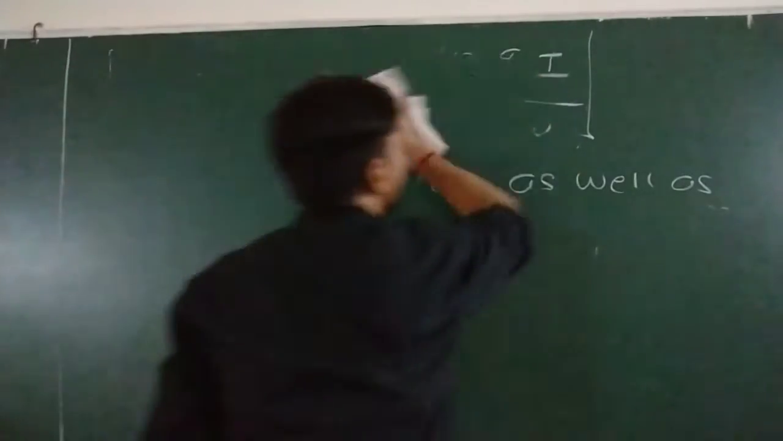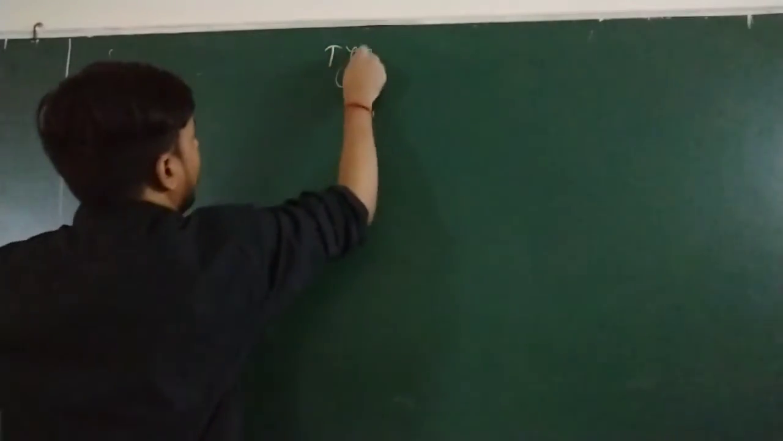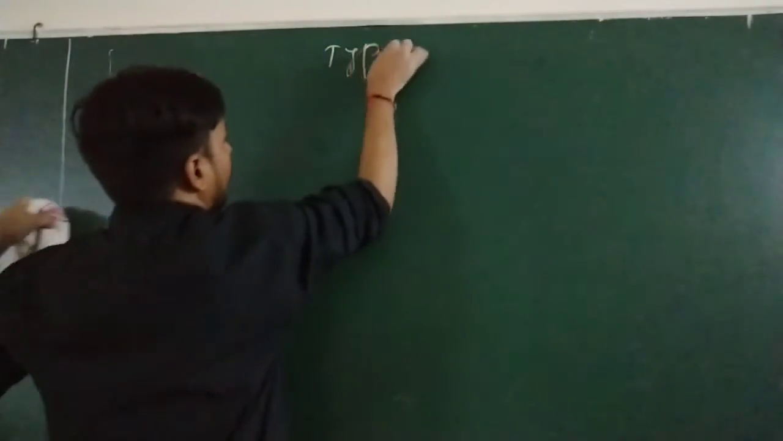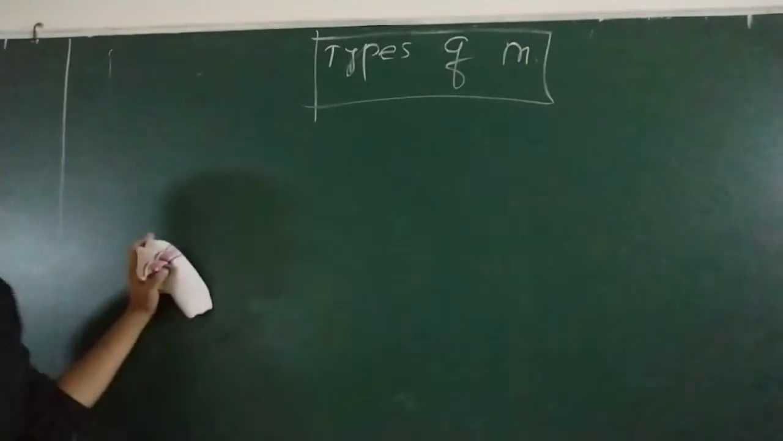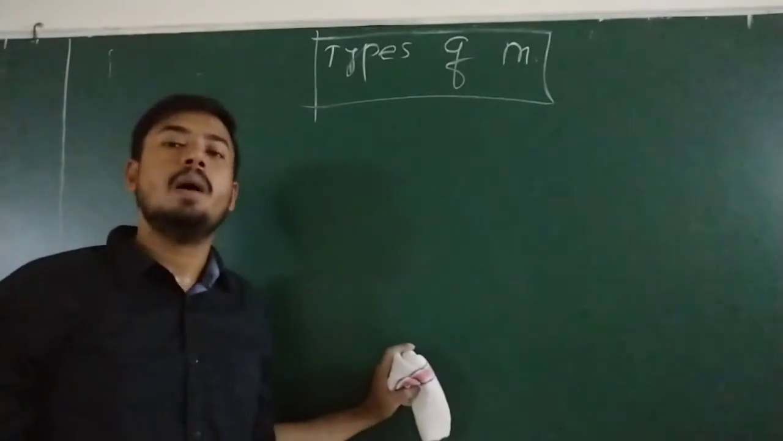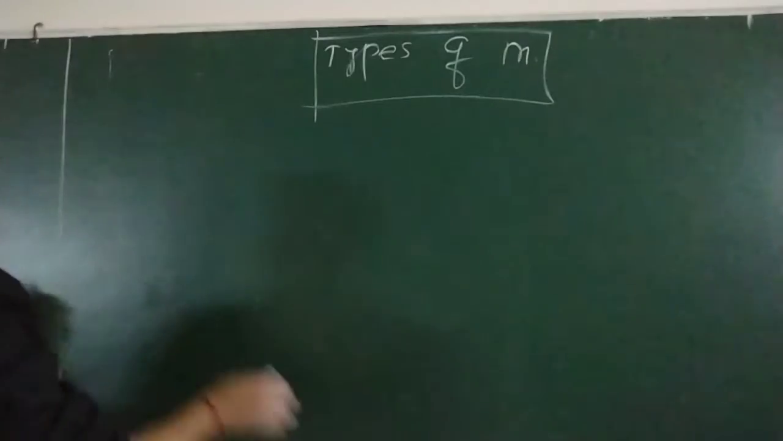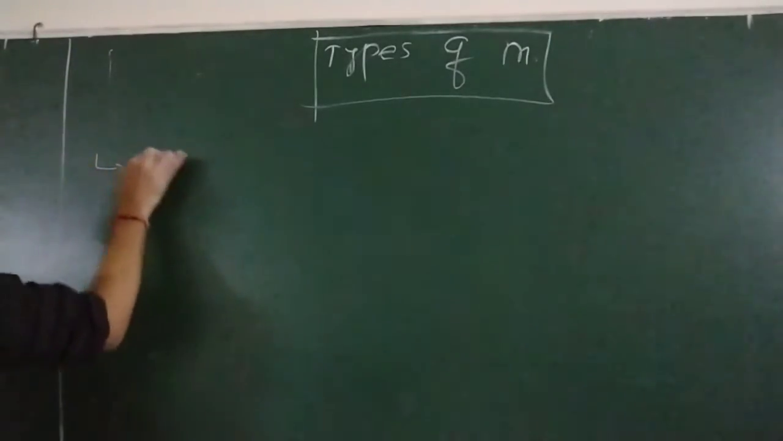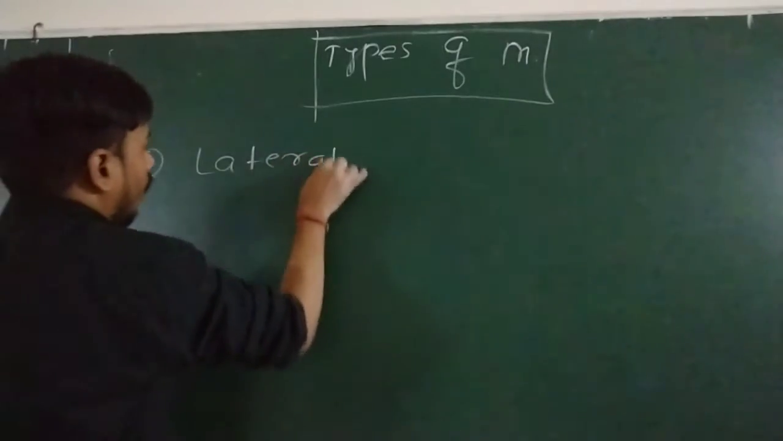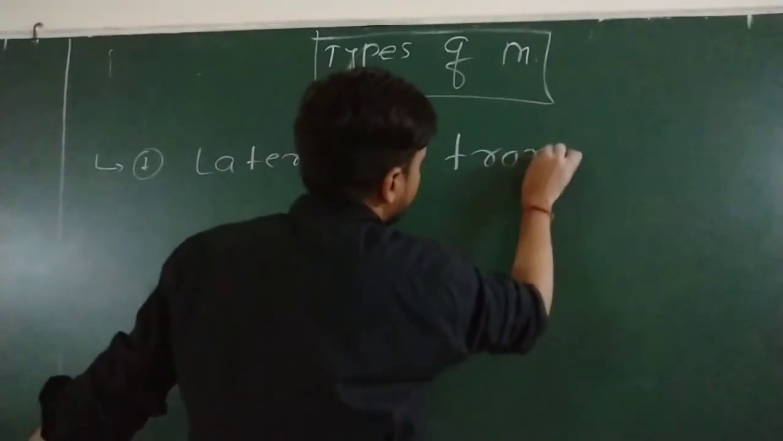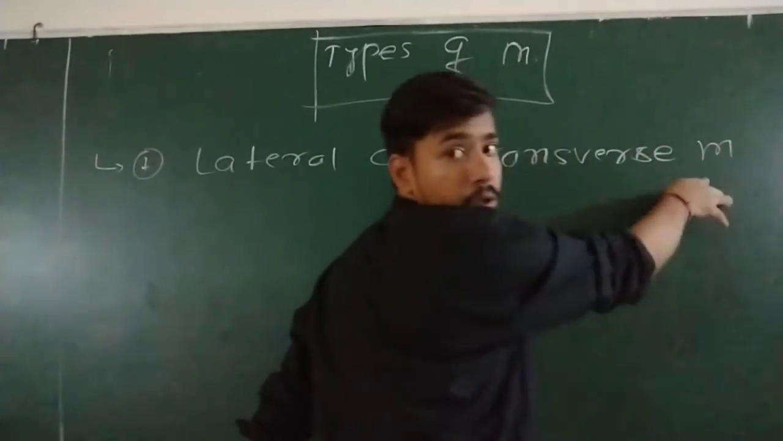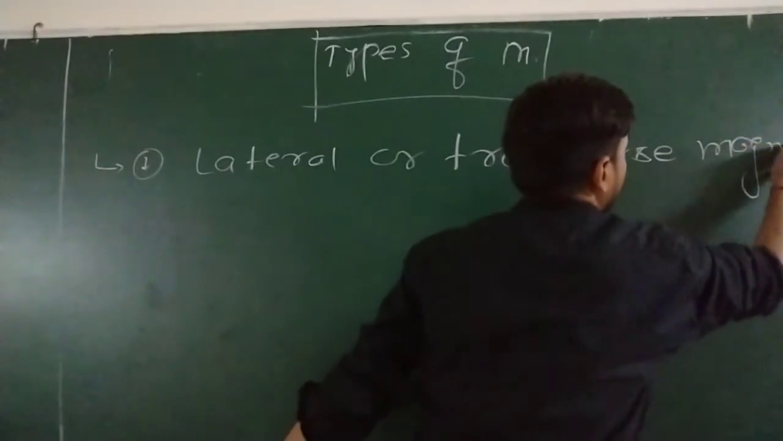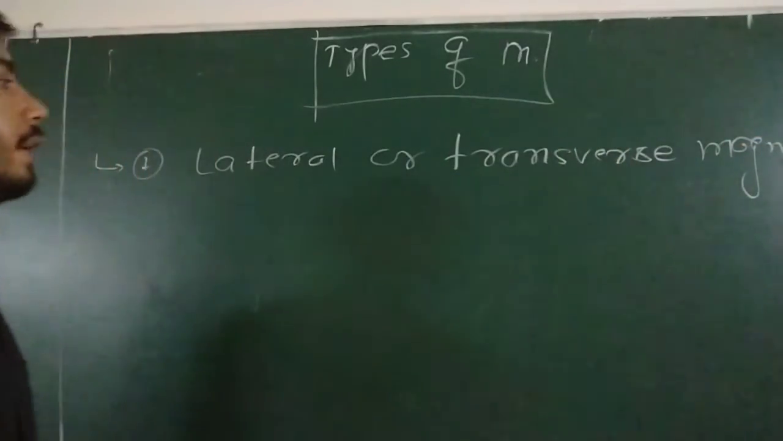Okay. So second thing, right now we are going to discuss types of magnification. I am writing here a small m. You will understand what the meaning of a small m is. Yeah, small m means magnification. Okay, so here are a lot of magnifications. First is lateral or transverse magnification, right? Lateral or transverse magnification.